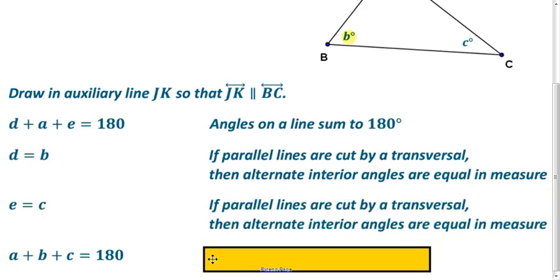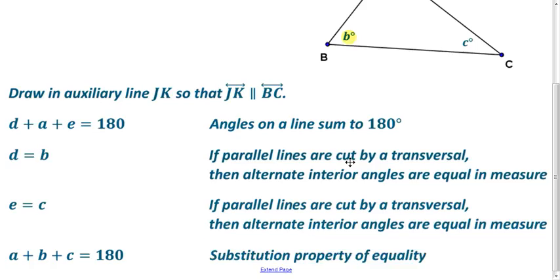And so now we do a substitution, and we have what we wanted to prove. So now we know definitively that the sum of the measures of the interior angles in any triangle is always 180 degrees.